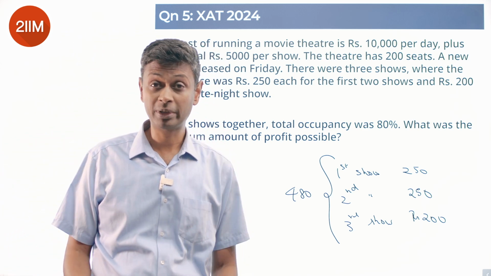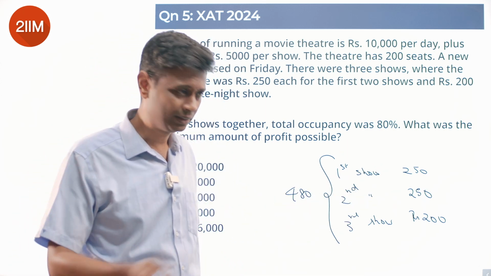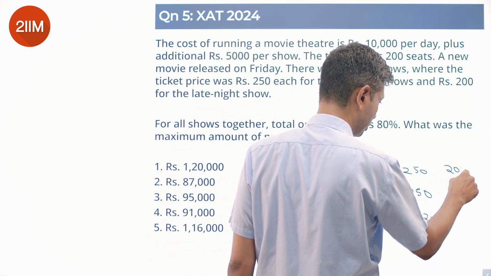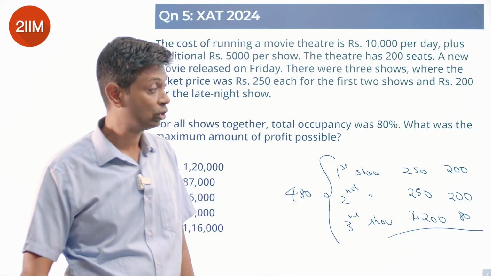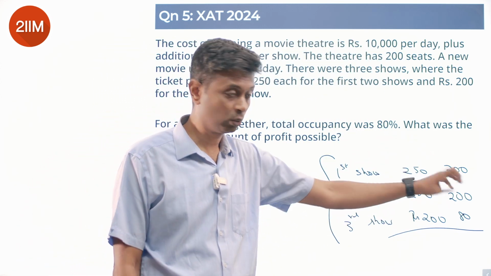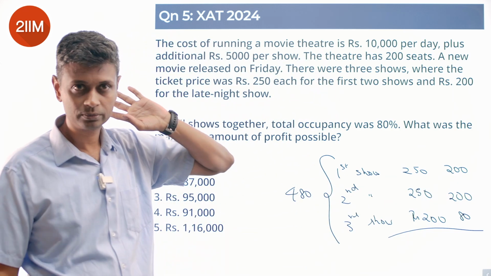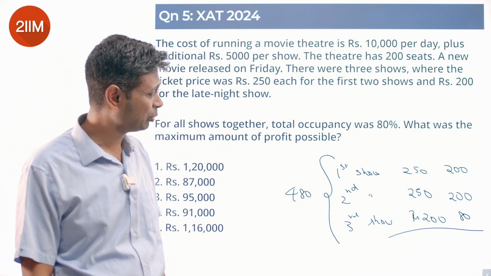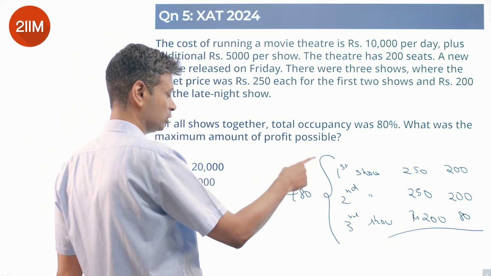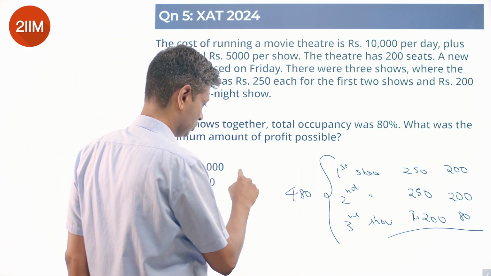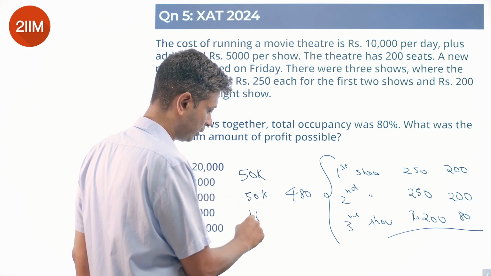But if I want maximum profit, my revenue should be high. Or most of the people should have watched this, maximum possible. So I'll say 200 people watched this, 200 people watched this, 80 people watched this. Or my revenue is 250 into 200 plus 250 into 200 plus 200 into 80. Profits I need to calculate, cost I'll come to later on. Right? So 250 into 200, 50,000. So this is 50,000, this is 50,000. So 50k, 50k and 16k.